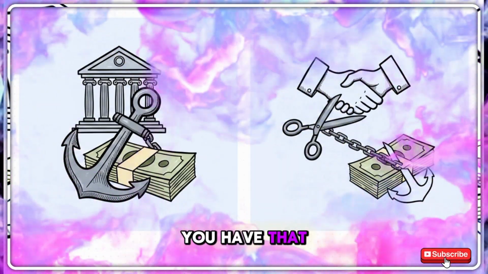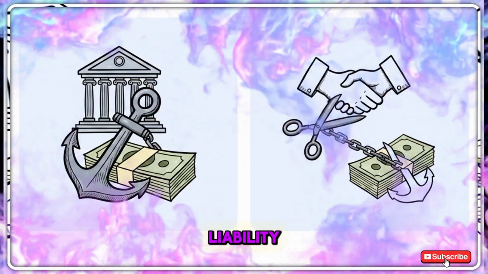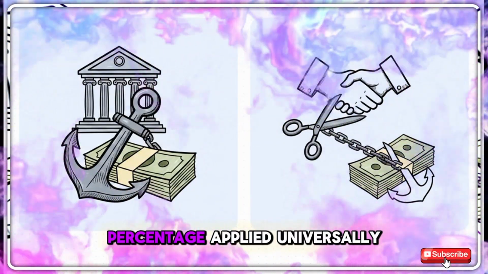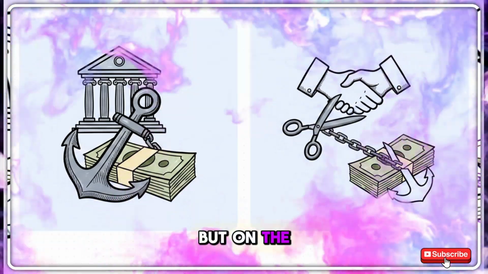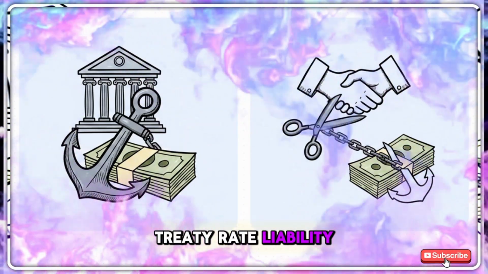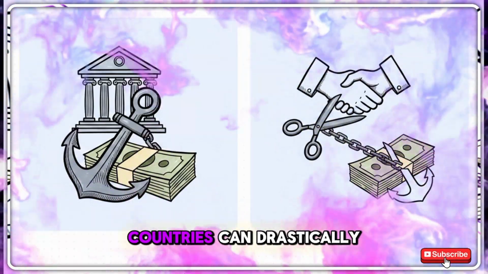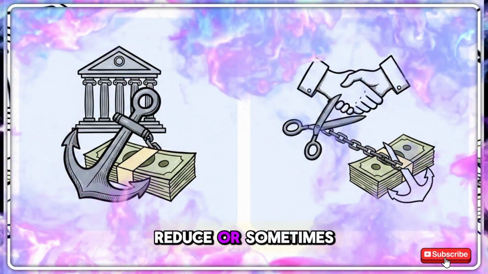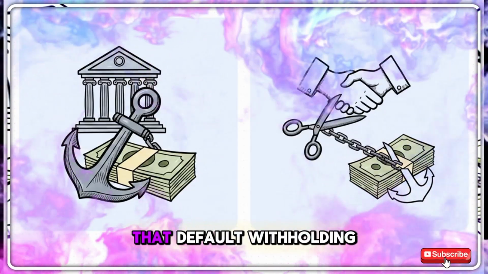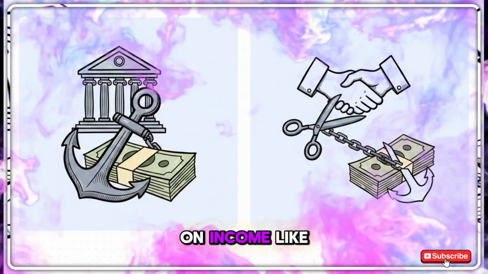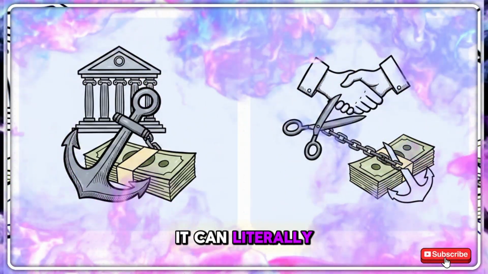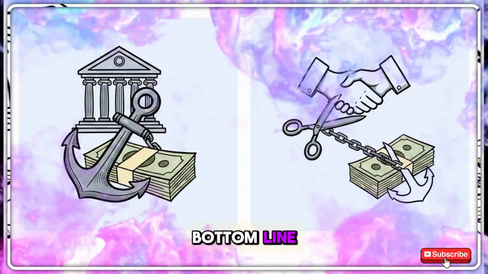On one side, you have that heavy statutory rate liability, that default fixed percentage applied universally. But on the other side, you have the treaty rate liability. To incentivize global investment, bilateral treaties between countries can drastically reduce, or sometimes completely eliminate, that default withholding percentage on income like dividends and interest. It can literally be a game changer for your bottom line.